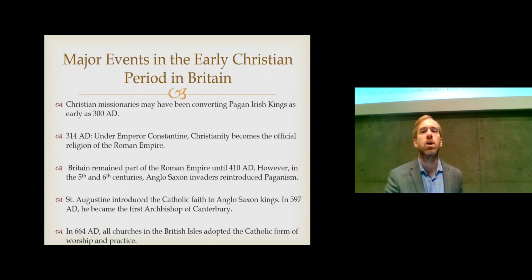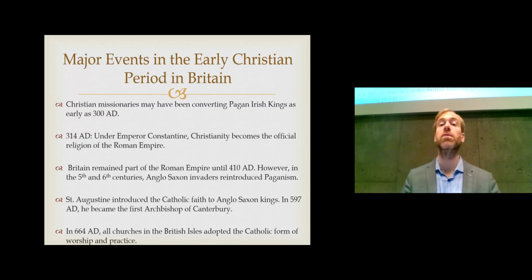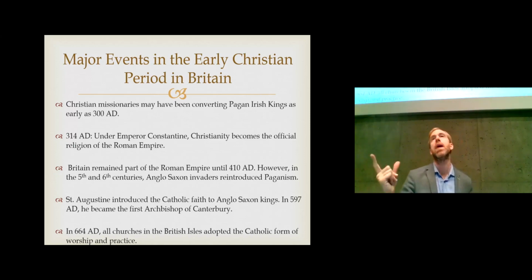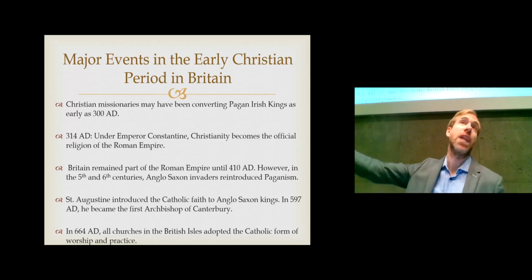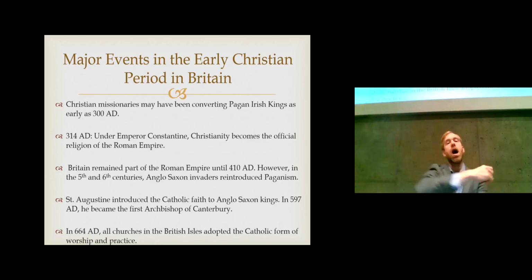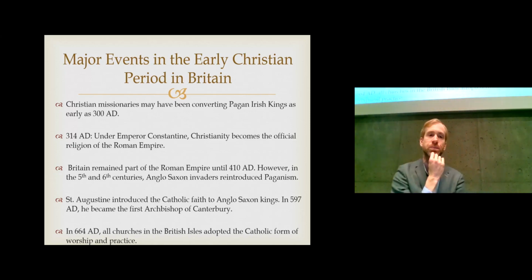You see some flashpoints, major events in the early Christian period in Britain. Christian missionaries may have been converting pagan Irish kings as early as 300 AD, so that's going way back into the past. The Roman Empire did become a Christian empire due to a conversion at a particular juncture. You see, under Emperor Constantine, dated precisely 314 AD, Christianity becomes the official religion of the Roman Empire. They had their own pagan religion prior to then.